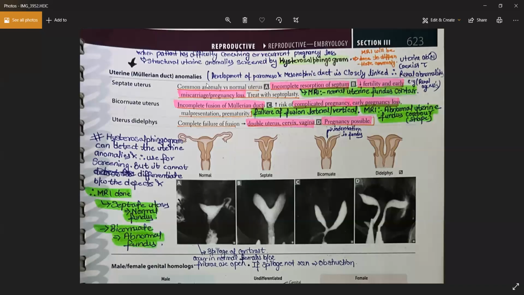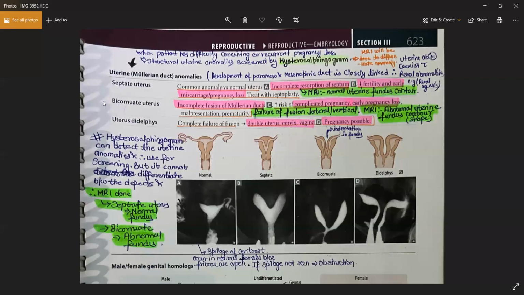Now, in a patient with septate uterus, you can clearly see this kind of septa, right? Because at that part, the dye will not go there because a septa is present. So this kind of structure will be present. So this is a hysterosalpingogram of a septate uterus patient. Just note it for now.